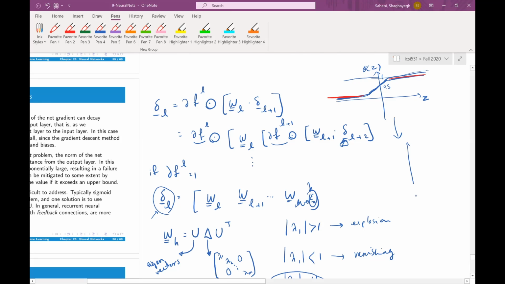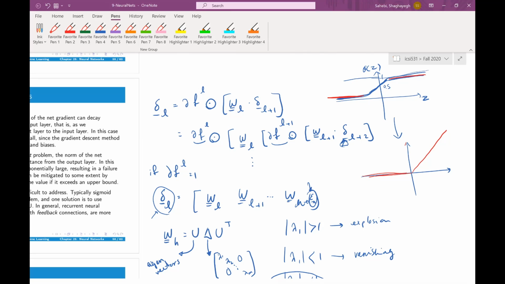Instead, they use activation functions like ReLU or tanh, where the gradient of the activation function is not always, or most of the time, 0. Okay, so that's one way to address this problem also.